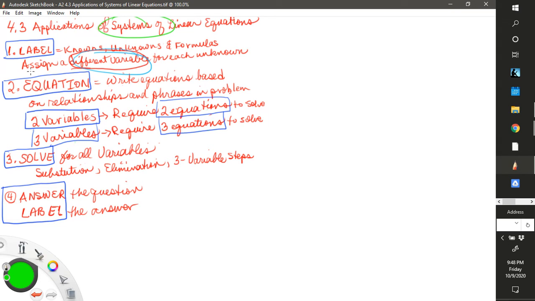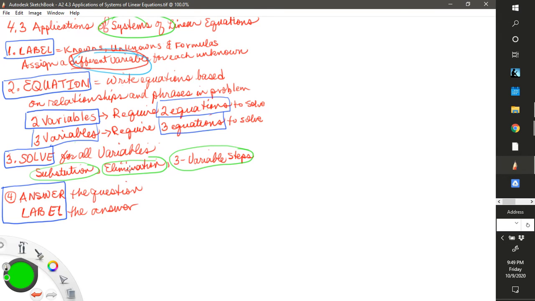So after we've set up the equations, 1, 2, or 3 equations based on how many variables we're working with, then we're going to solve for all of our variables. We have the techniques that we've learned. We're solving using substitution, we're solving using elimination, and we have our 3 variable step process that we did in 4.2 that we can use. And those are all of our techniques for solving for variables.